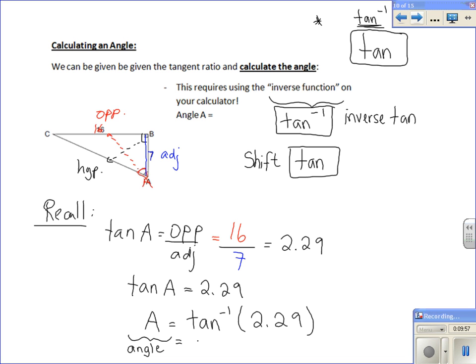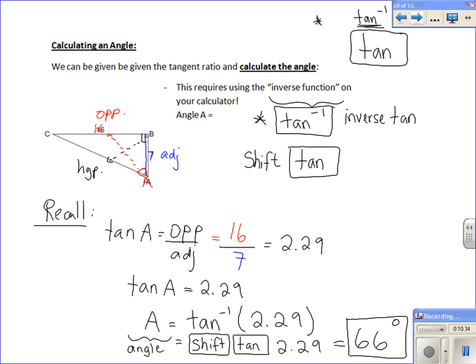A is equal to, if you're lucky enough to have this button right here, then that's the button you're going to use. You're going to hit inverse tan 2.29. You're going to enter that number into your calculator. If you don't have that button, which most of you won't, you're going to press Shift tan. So we're going to take our inverse tan, and then we're going to put 2.29 into your calculator. And the number that comes out, you should get 66, and this number is in degrees. Angle A is equal to 66 degrees.